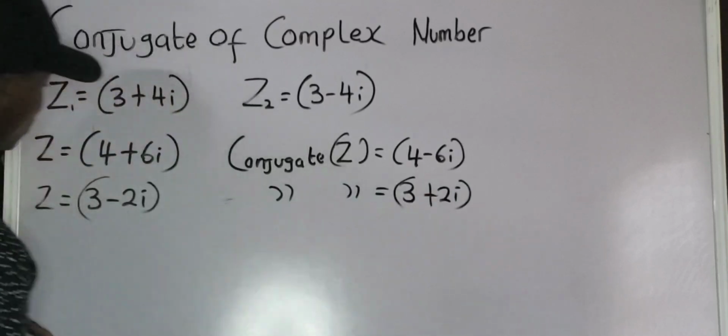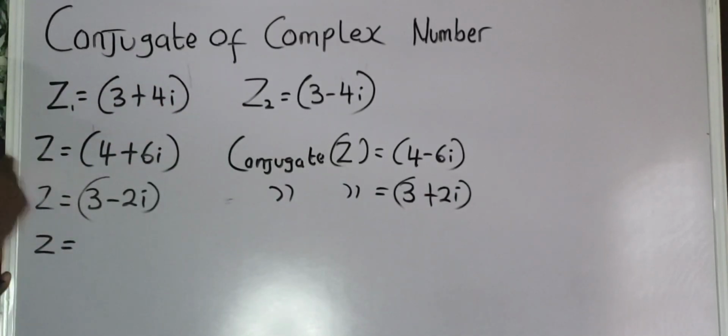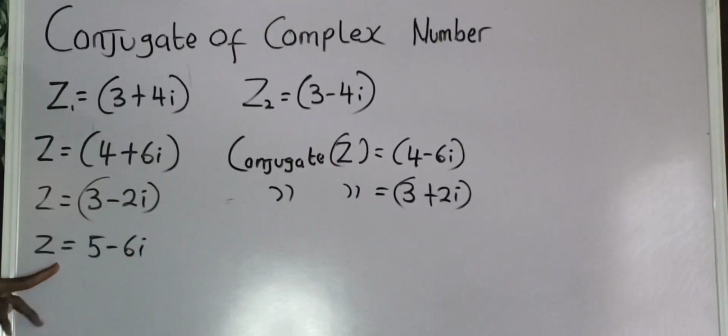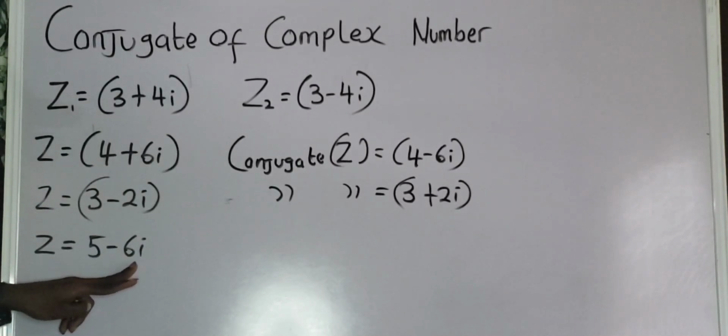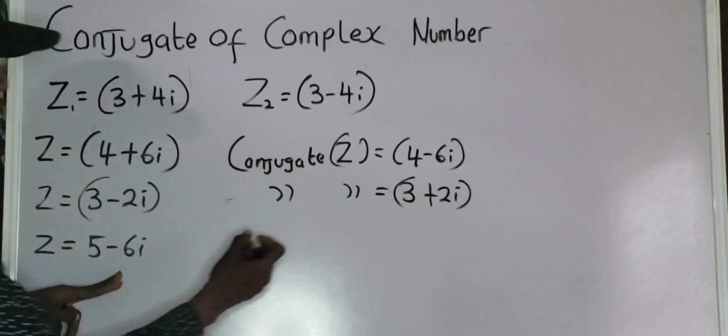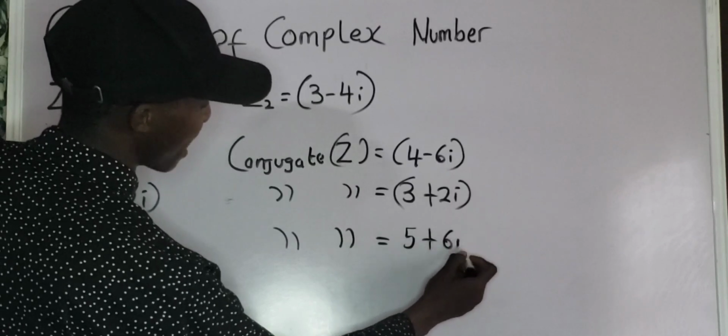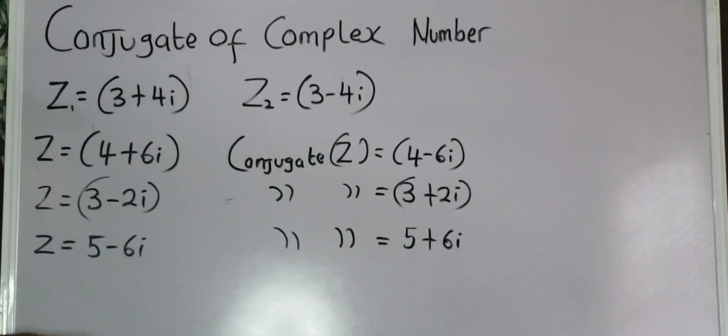Do you understand? If you are given that Z is equal to 5 minus 6i, what is the conjugate of 5 minus 6i? It is 5 plus 6i. So when we have a pair of complex numbers that are identical, but the sign between the terms of the first complex number and the sign in the second complex number is different, those pairs of complex numbers are known as conjugate complex numbers. Are you getting it?